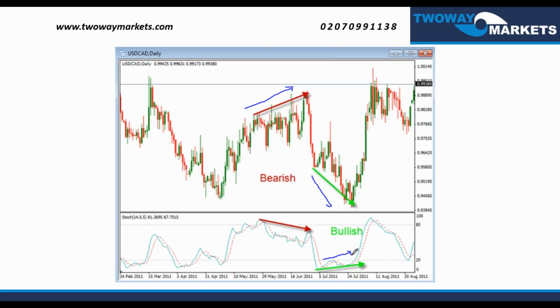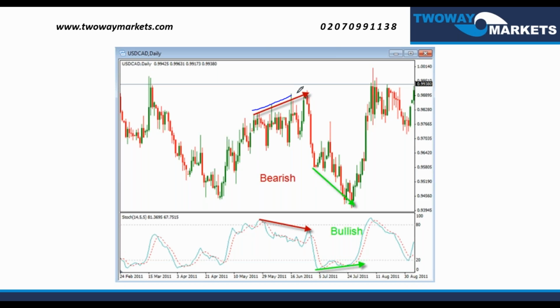Now, as with any indicator, you can always get false signals, but you can reduce that by combining different indicators together. Again, this is the second method, perhaps a little more complicated and more difficult to identify, but you're just looking for these areas where the two are showing two different pictures.